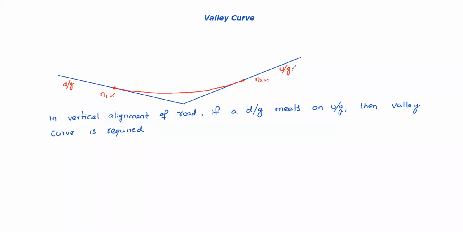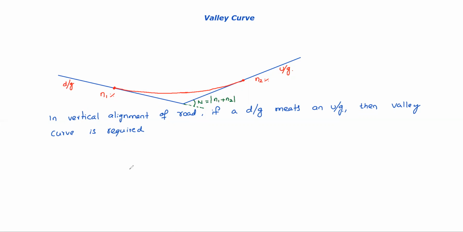Generally, it is up gradient. So this valley curve, as in summit curve, has a deviation angle. So deviation angle can be defined like this. This is deviation angle N, which is equal to N1 plus N2. Of course, modulus can be taken. So first we'll talk about this deviation angle.